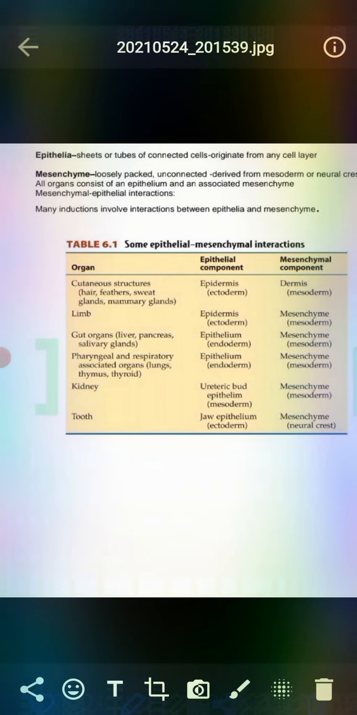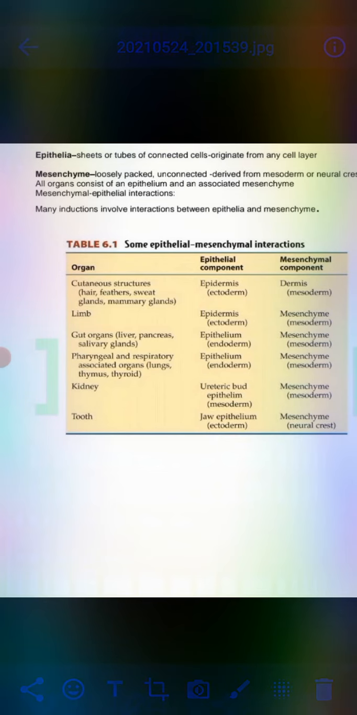For the cutaneous structures to develop, there must be an interaction between the epithelial component and the mesenchymal component. For the cutaneous structures, the epithelial derivative is the epidermis, that is the ectoderm, and the mesodermal component is the dermis. So the interaction between the epidermis and dermis makes the cutaneous structures. Then moving to the next, limb.